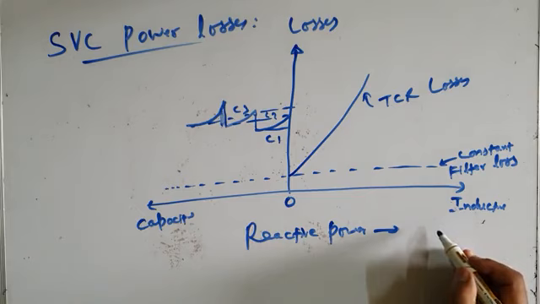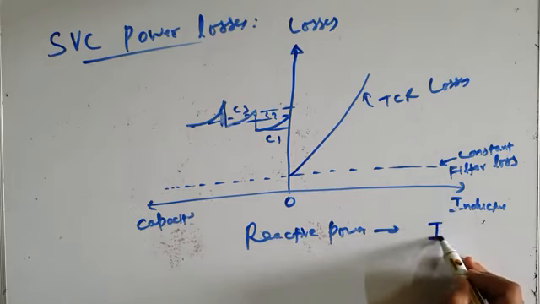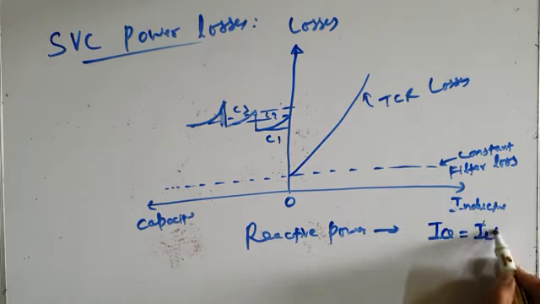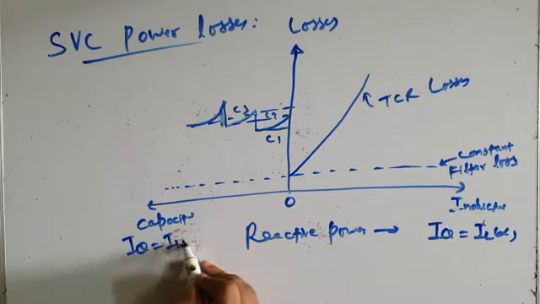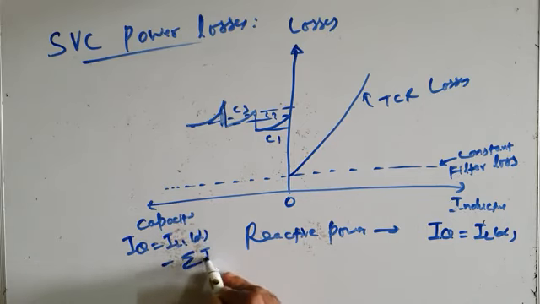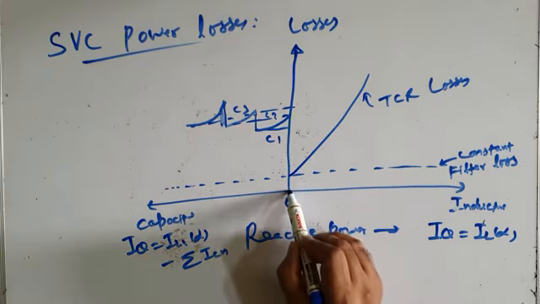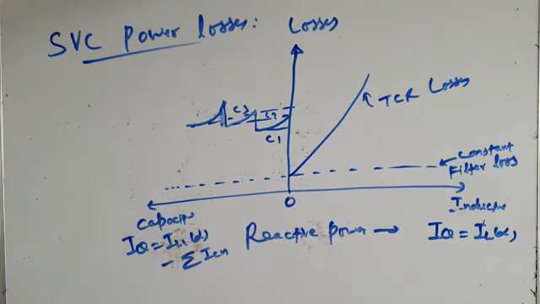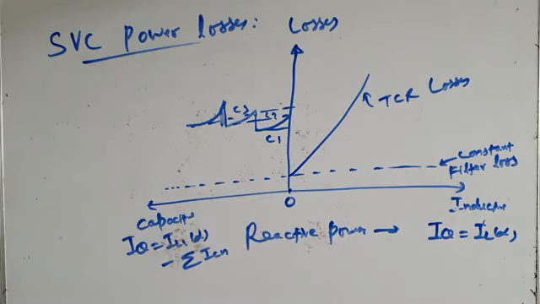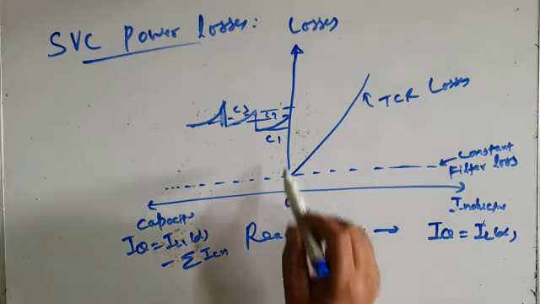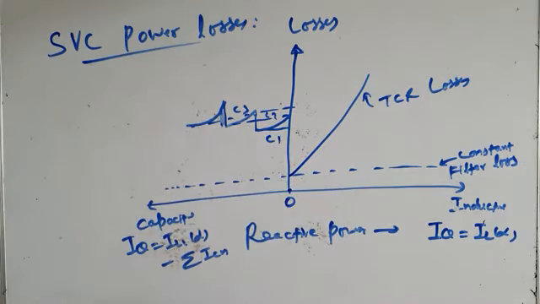Now here in the inductive region, IQ is equal to IL alpha. In the capacitive region, IQ is equal to IL alpha minus summation ICN. Okay. When the SVC is not doing any compensation, or when it does a small amount of reactive power compensation, let us suppose the TCR is off. Only capacitive reactive power needs to be generated.